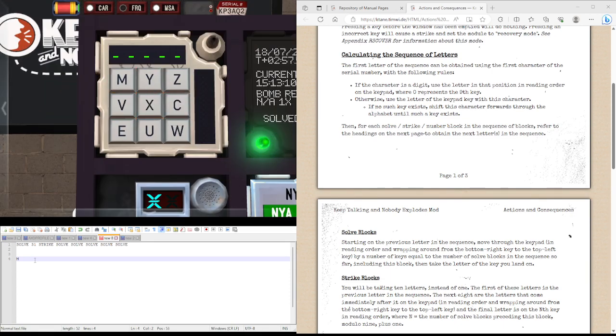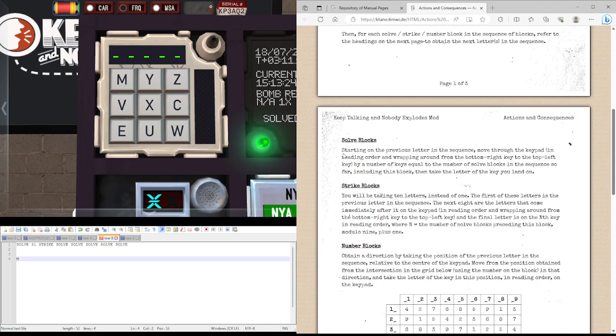So now, what do we do to get the rest of the letters? For each strike, solve, or number block, we're going to refer to the next page to say the next letter, or letters in some cases, in the sequence. So the solve block, starting on the previous letter in the sequence, M, move through the keypad in reading order and wrapping around from the bottom right to the top left, if necessary. That'll be equal to the amount of solve blocks, including this one we've had so far. Of course, if you had 1, 2, 3, 4, 5, 6, 7, 8, 9, you get back to the start, so you can just modulo 9 if you need to.